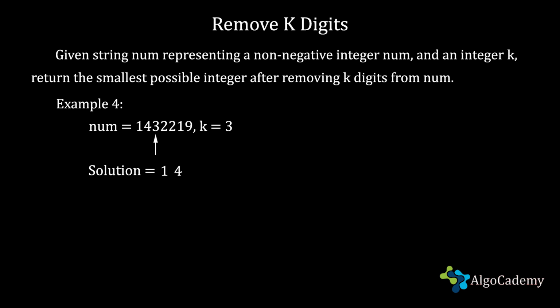The next character is 3, which is less than 4. So it's a great idea to use 3 instead of 4 as the second digit because it will give us a smaller number. We will pop 4 out of the solution and we will decrement k. And we continue. We will compare 3 to the new character which is on top of solution, which is 1. It doesn't make sense to use 3 instead of 1 as the first digit, so we will not remove 1. We append 3 and we move to the next character, which is 2.